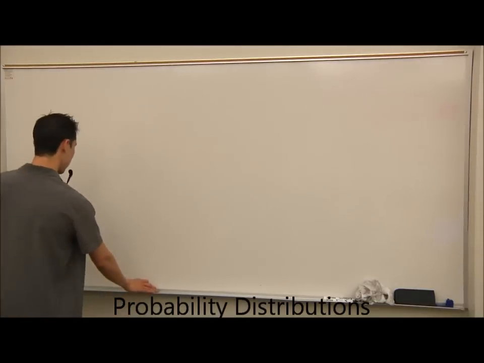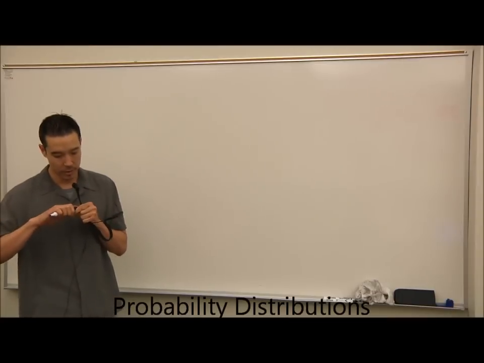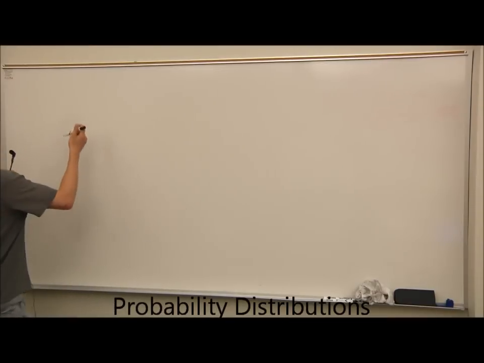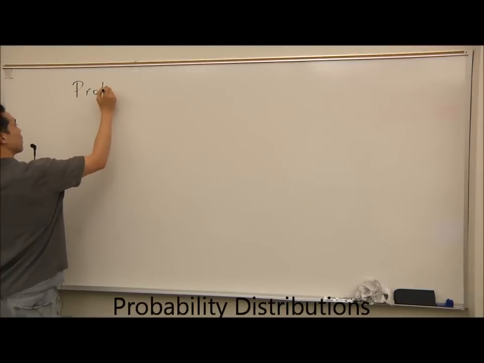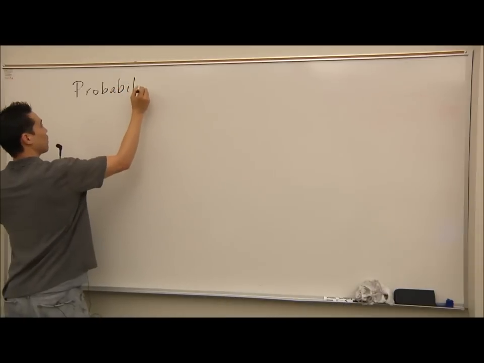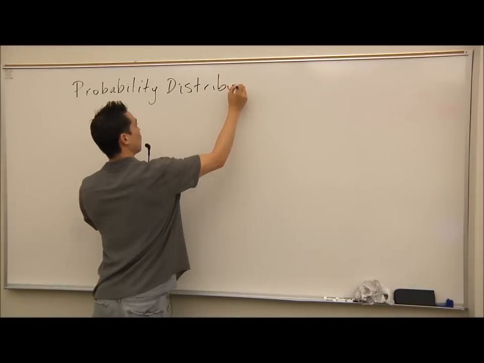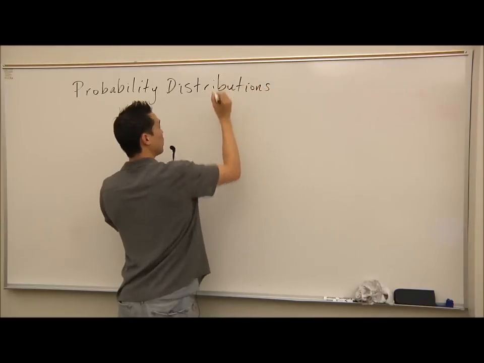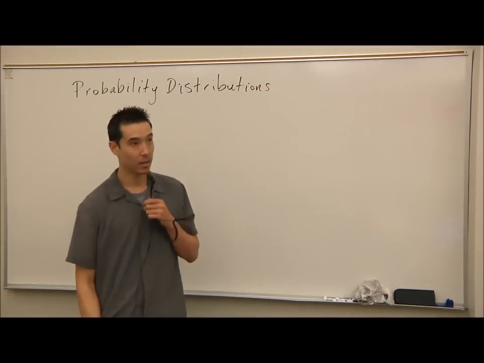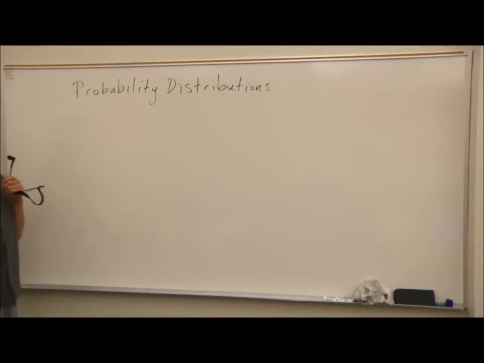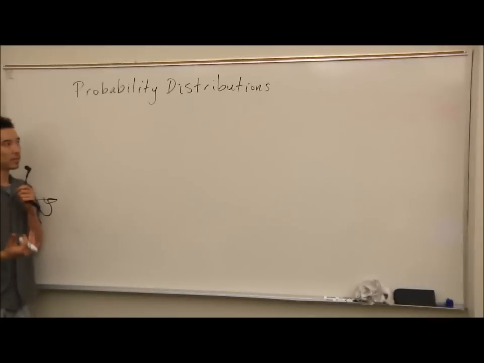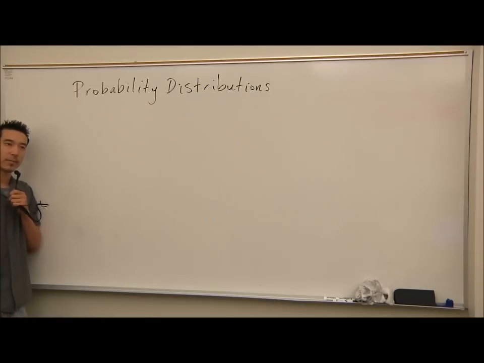Okay. Today we want to do what's called probability distributions. So what a probability distribution is, it's kind of a table of all the possible outcomes and the probability associated with each outcome. Okay? So let's do an example.